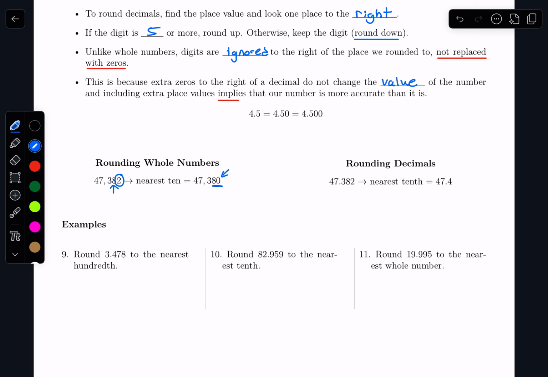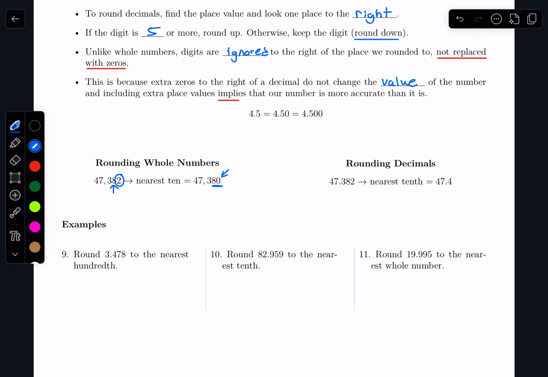We actually put that 0 at the end, because if we don't put that 0, it says 4,738, which is different than 47,380. So that 0 has value. That tells us the number is in the 10,000s, not just in the 1,000s.